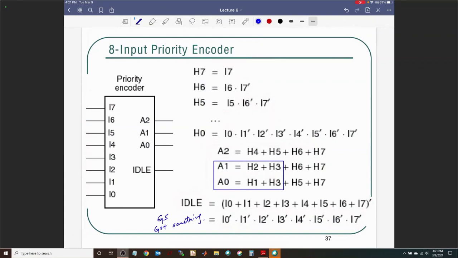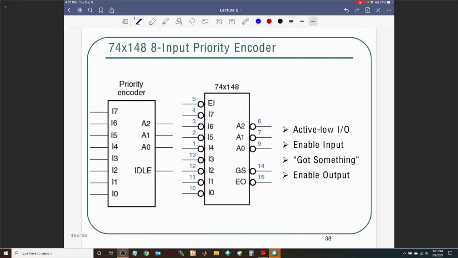All right, so we'll stop here. We'll pick up with the standard 74x148 priority encoder in the next class. So that's coming up on Friday. The plan for Friday is to wrap up priority encoders, encoders in general, try to wrap up the tri-state buffers, and then we will try to start our conversation on multiplexers. Another very interesting topic. No problem. I will see you guys on Friday.